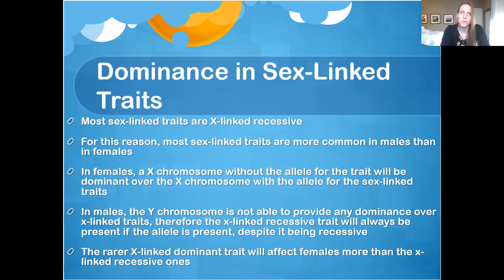Only women can be heterozygous for an X-linked trait, in which case they still won't have it as long as it's a recessive trait. That'll maybe become more clear when we actually look at the different genotypes and phenotypes. X-linked dominant traits are much less common, but they affect females more because if the X-linked trait is dominant, you only need 1 copy of it to get that trait, and women have twice as many chances of getting an X-linked dominant trait because they have twice as many X chromosomes.